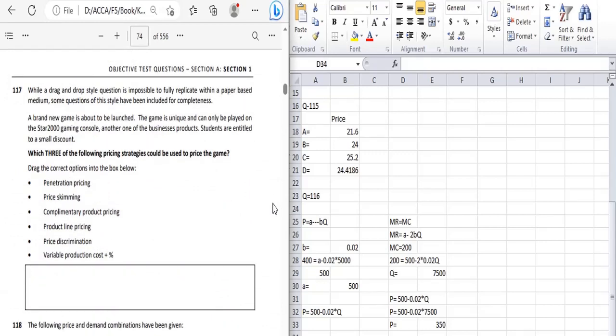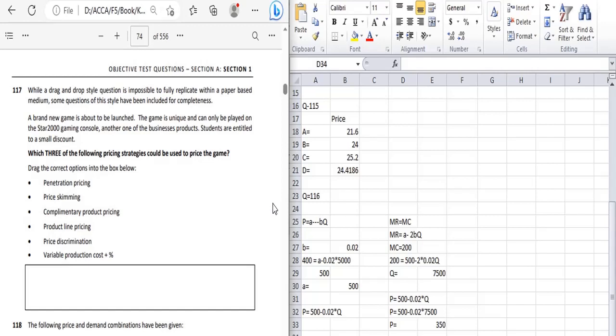Next question: which three of the following pricing strategies could be used to price the game when it is brand new and about to launch? The question says it is a brand new game, and also that the game is unique, so you can charge price skimming. And the game can only be played on the Star 2000 game console, which means while purchasing the game you have to purchase the console as well.